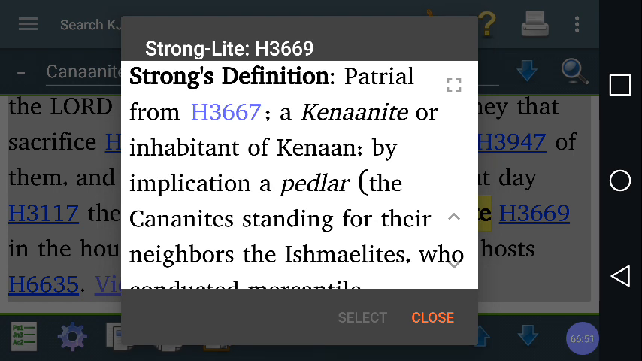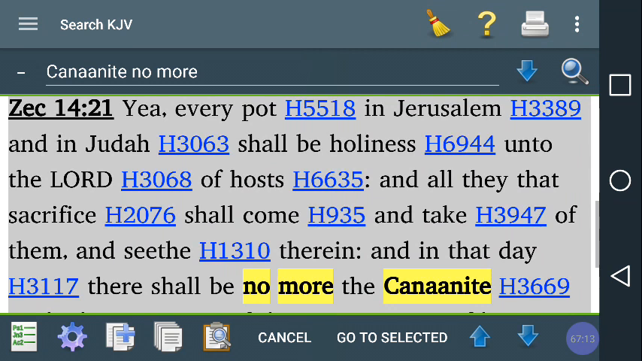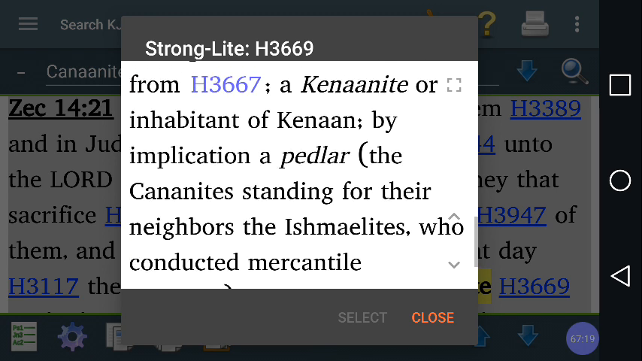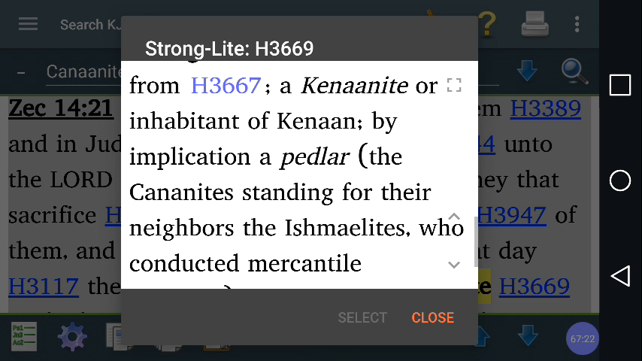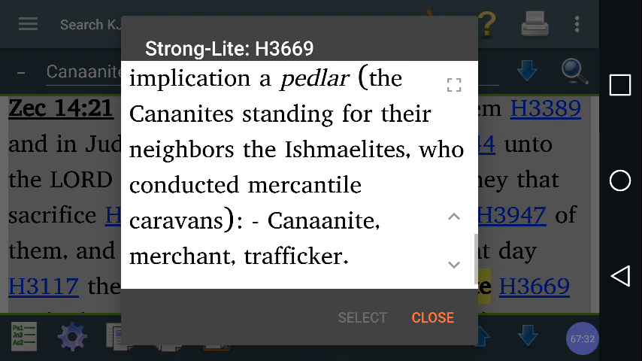Canaan. Here, to this verse here in Zechariah chapter 14, verse 21, it says Canaanite, or inhabitants of Canaan. By implication, what is implied from the Hebraic sense that we find in this verse, by implication, a peddler. The Canaanites standing for their neighbors, the Ishmaelites, who conducted mercantile caravans. So we have the Ishmaelites, almost in a prophetic, latter-day way.